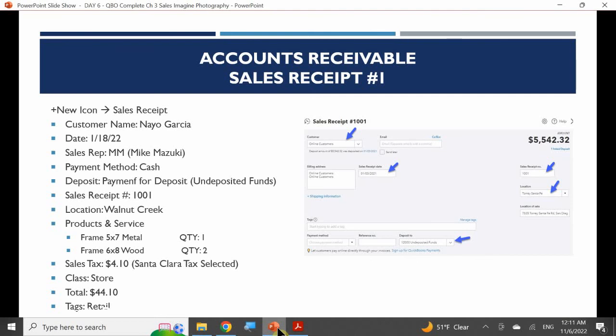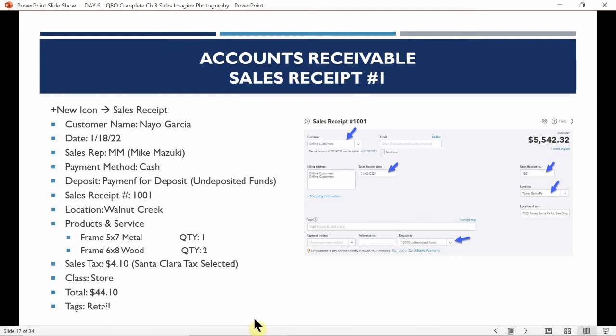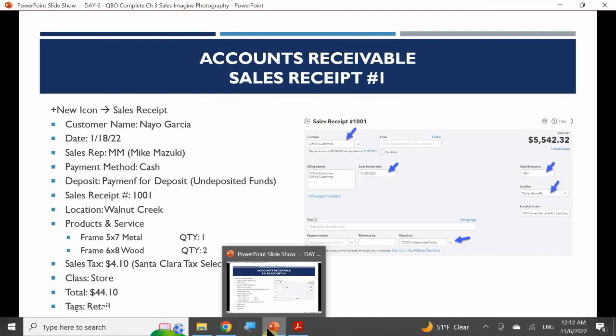It's definitely going to be a retail tag. And let's see what products and services that we sold to Miss Neo Garcia. So we sold a 5x7 metal picture frame. We sold one of those, and we sold two wooden picture frames. And we also are going to charge her sales tax. So once again, because it's the Walnut Creek location, we're going to charge her at Santa Clara store tax. So there should be $4.10.